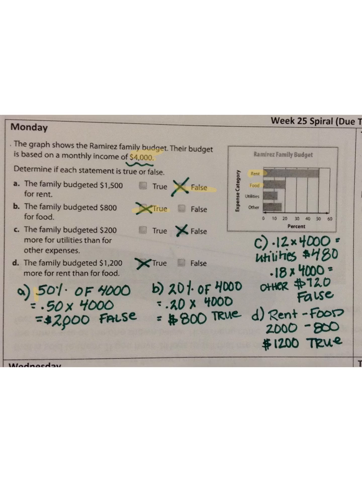So that is true. C, I went ahead and just found the amounts. I guessed the utilities and other, but technically it says the family budgeted $200 more for utilities than for other expenses. If you look at the graphs here for utilities and other, utilities is actually less. So that would tell us that that's false. And D, the family budgeted $1,200 more for rent than for food. Well, we found that rent is $2,000 and that food is $800. And when I subtracted those, I got $1,200, which means that one is true.